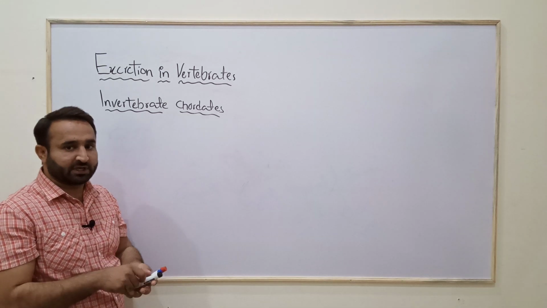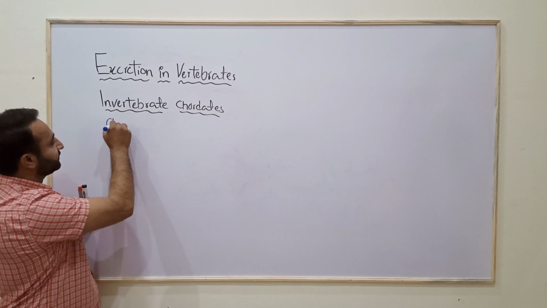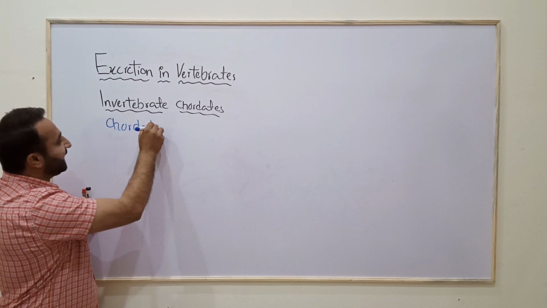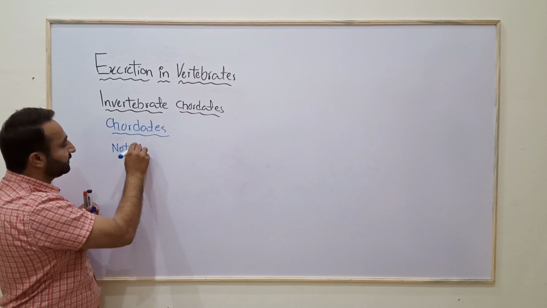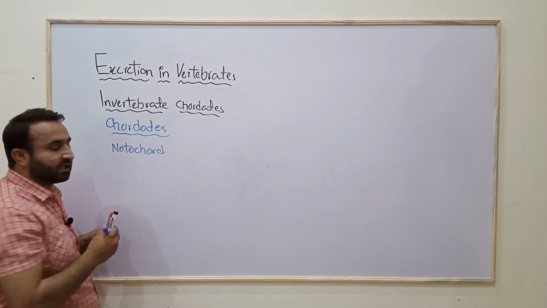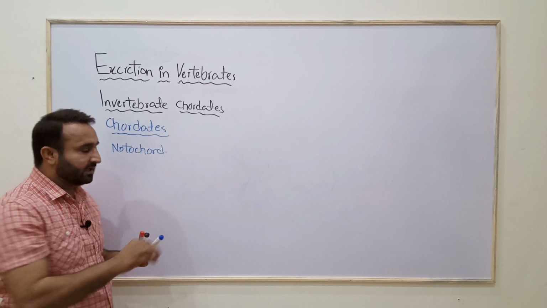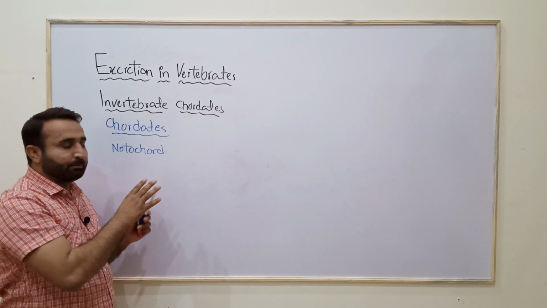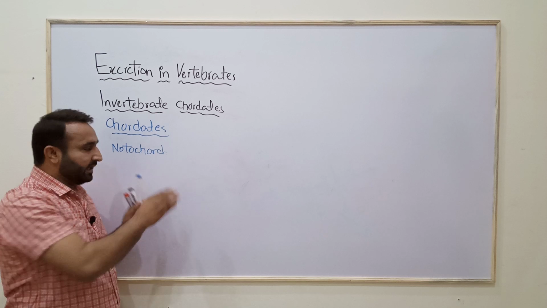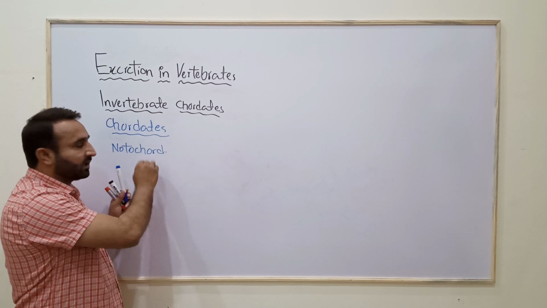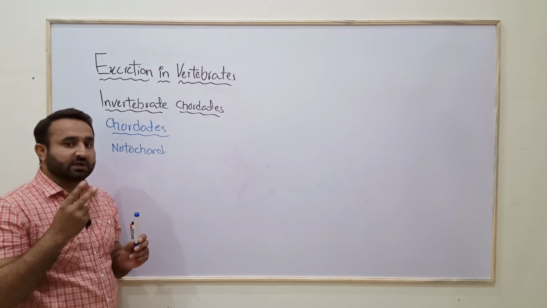What are invertebrate chordates? First we know what are the chordates. All animals which have notochord in their embryonic life are called as chordates. All animals having notochord made up of cartilage as a central support system in their embryonic life are called as chordates. Chordates are of two types.